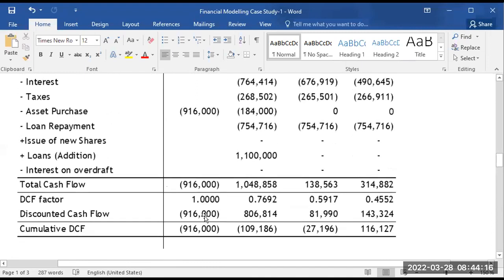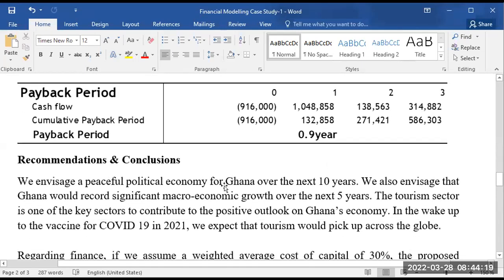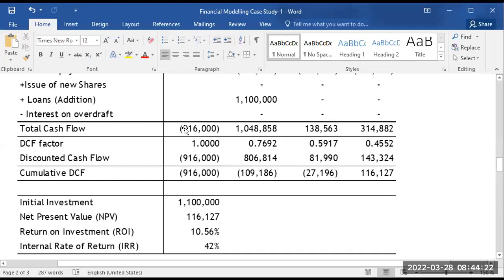In that case, I'm going to copy these values out. Take note of the values. I'm writing it down so I don't have to switch from page to page. So year 1 is 1,048,858. Year 2 is 138,563. Year 3 is 314,882. Okay, I have this, so I can now switch to my Blackboard.